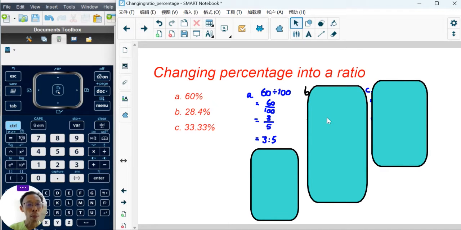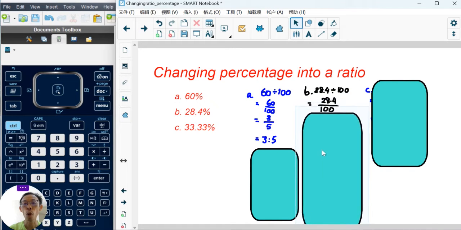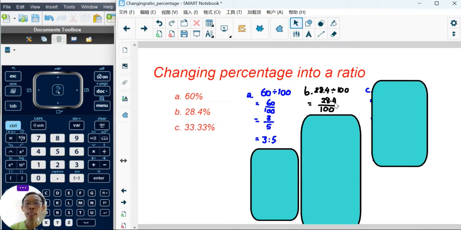B, 28.4. What's the first step? Very good. We divide this by 100, so we get 28.4 over 100. Now you can move this decimal place to the back, sorry. Since it's 1 digit, I have to multiply this by 10, the numerator and the denominator. Okay, so this is what we do.